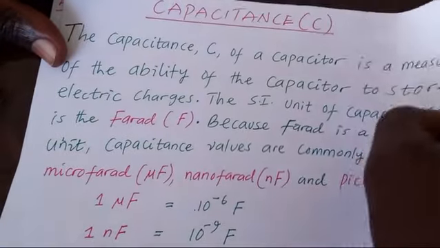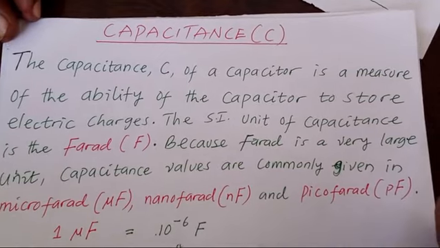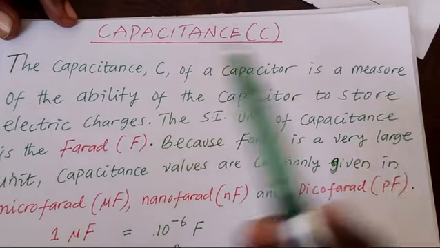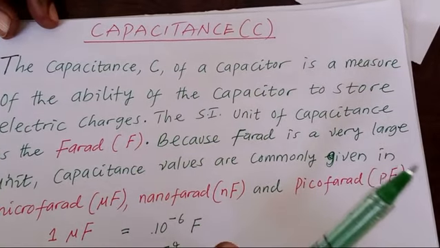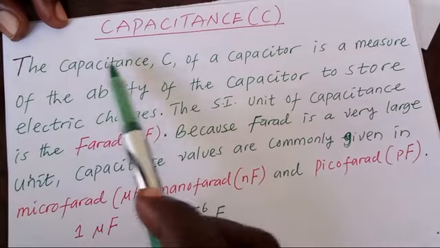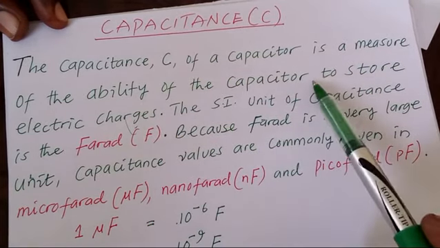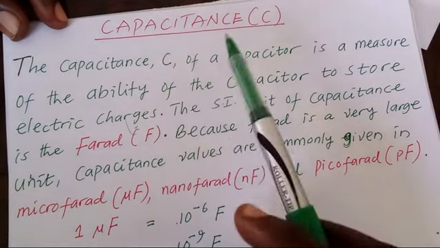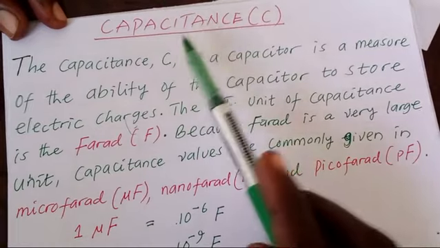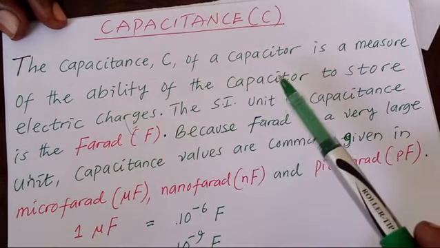Now that we know that a capacitor is a device that stores electric charges and, of course, electrical energy, how do we measure the ability of a capacitor to store charges? The measurement of that ability is what we call capacitance, and it is denoted by capital letter C. So we say that the capacitance of a capacitor is a measure of the ability of the capacitor to store electric charges. It means that a capacitor with a high value of capacitance is expected to store more electric charges than a capacitor with a low value of capacitance when the two capacitors are connected to the same potential difference, meaning the PD across them is the same.